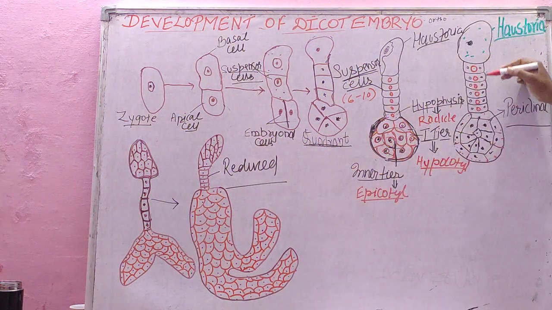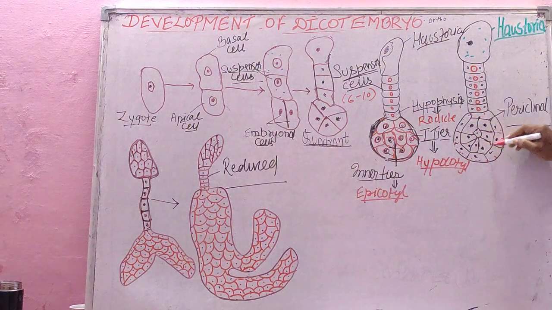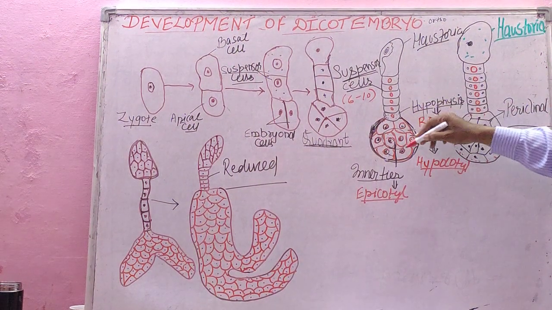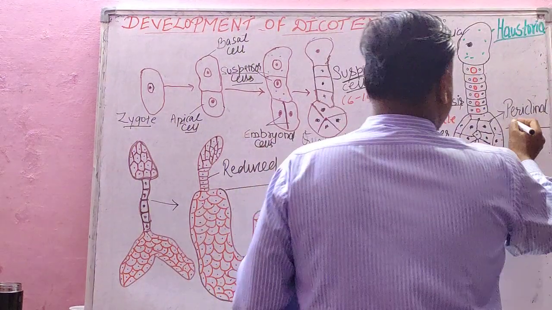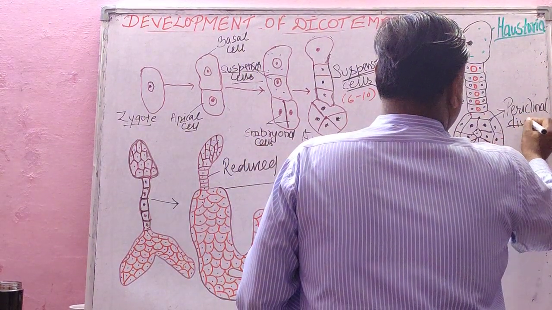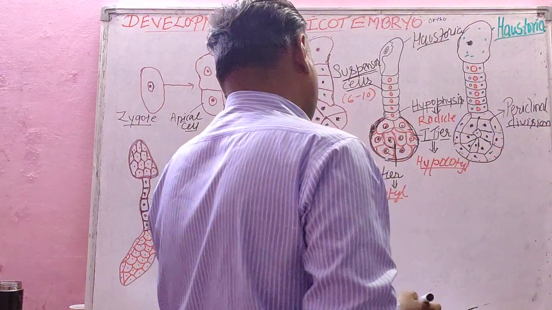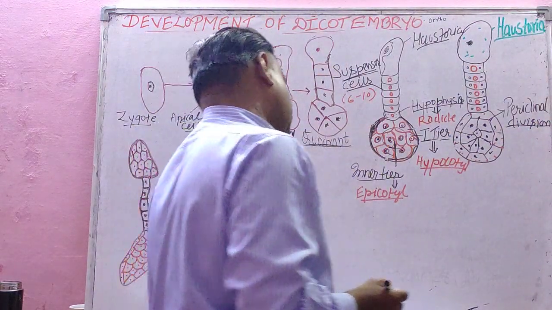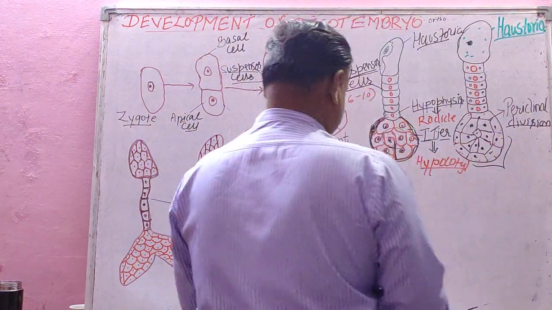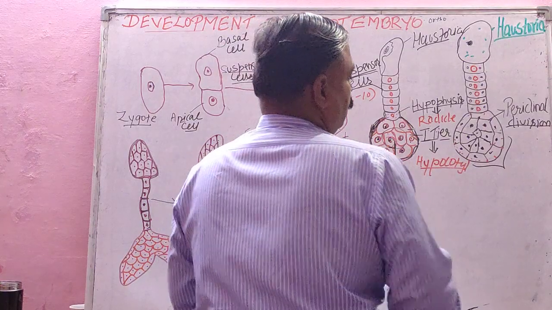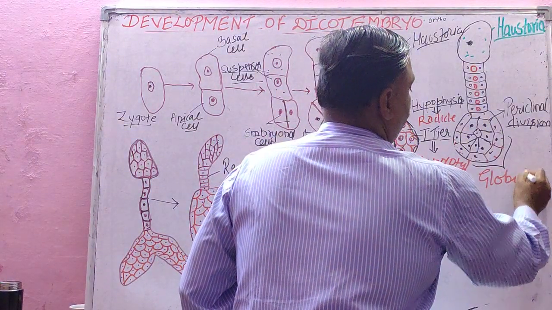Now check this diagram carefully. Here there is again a periclinal division in this 8 cell stage, and that gives rise to the proembryo, or this stage is also called the globular stage. This stage is also called globular embryo, student, or proembryo.